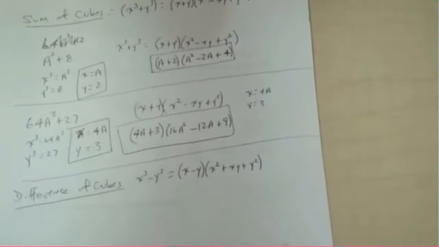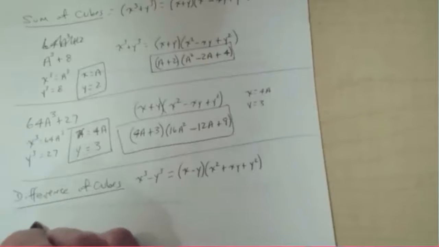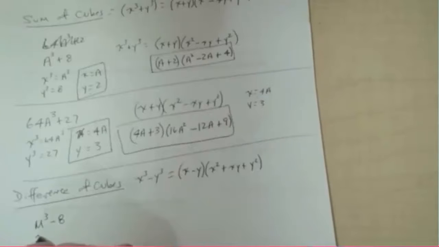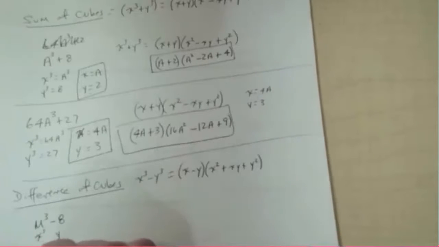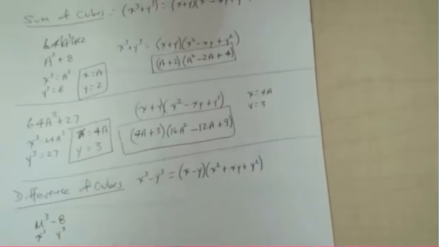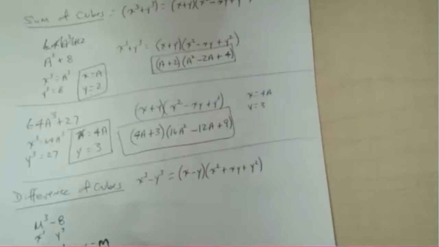Okay? And so if we have m cubed minus 8, there's our x cubed, there's our y cubed, right? So if x cubed is m cubed, then x is m. And if y cubed is 8, then y is 2. 2 times 2 times 2. Right?